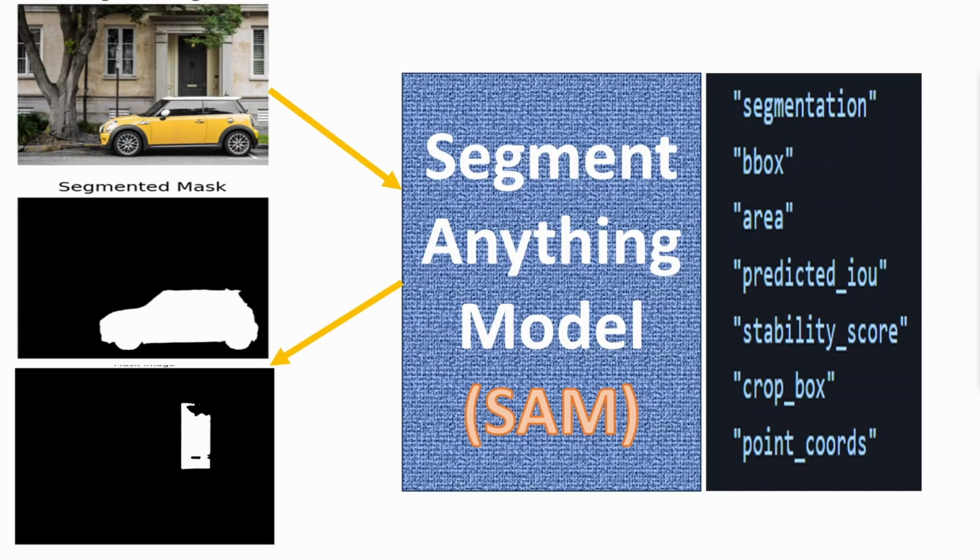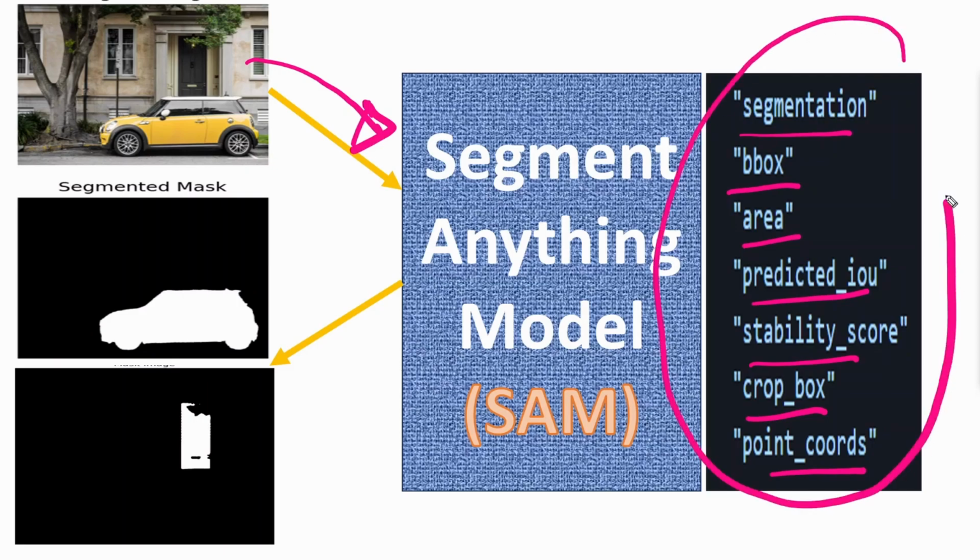So here is the basic idea of how the Segment Anything Model can generate masks for each of the segmented parts of the image, with information like the segmentation, bounding box, area, predicted IOU, stability score, crop box, and the point coordinates. If we send this image to the SAM model, SAM will generate a binary mask for each of the segmented parts with the following information.